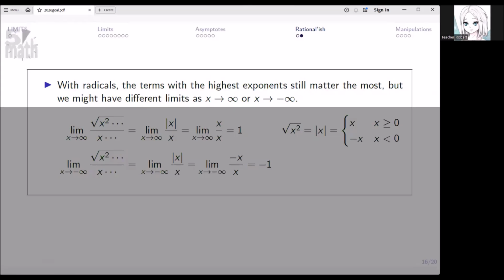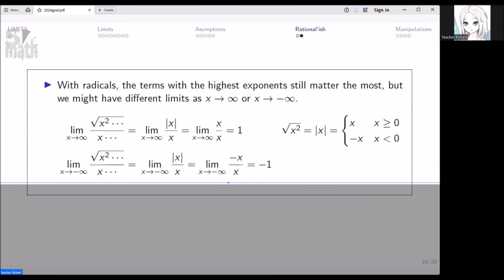With radicals, the terms with the highest exponent still matter the most, but we might have different limits as x approaches infinity or x approaches minus infinity. We have the following.